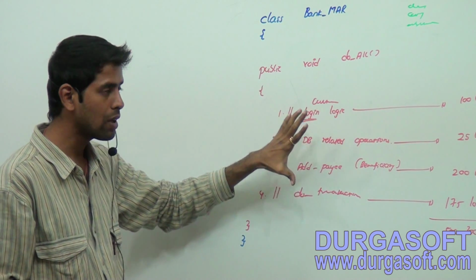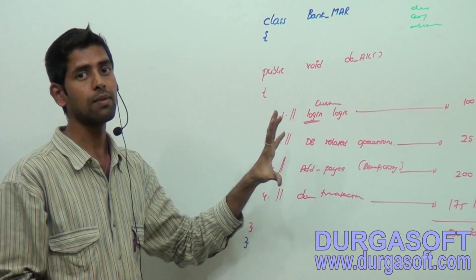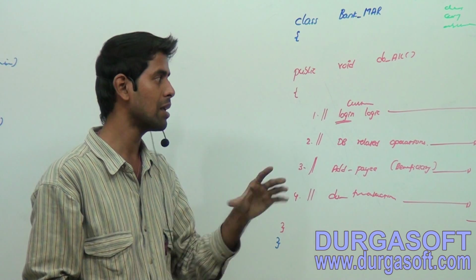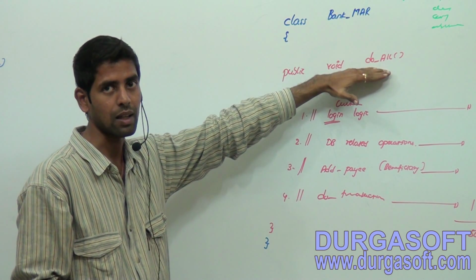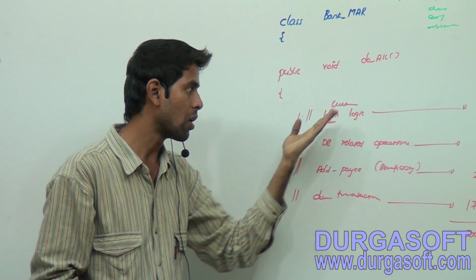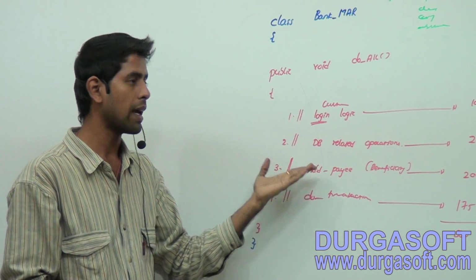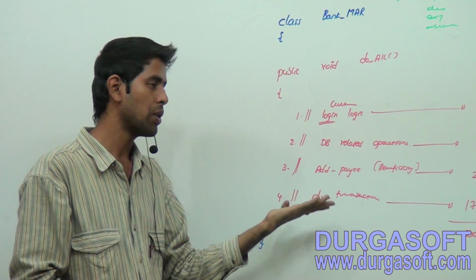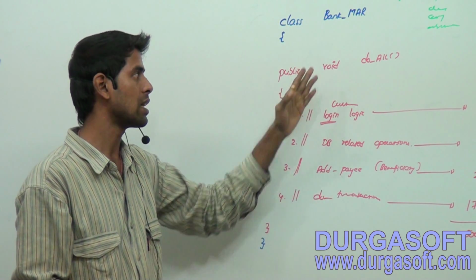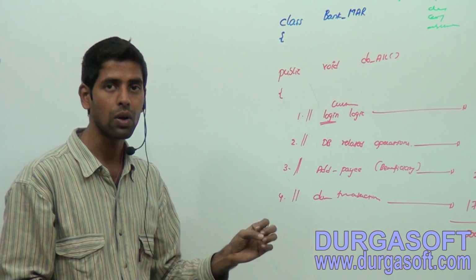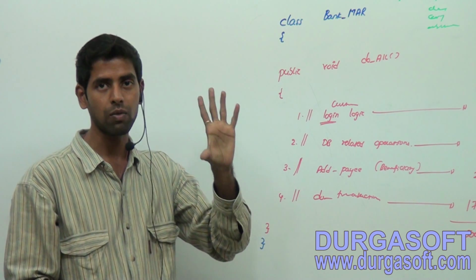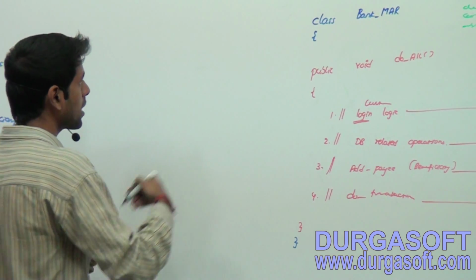Of course we don't have well defined functionality here, that is, method implementation within a method. You are maintaining login logic, database related logic, add payee logic, and doing transaction logic within a single method. It is not at all having well defined functionality. Let me optimize this code.